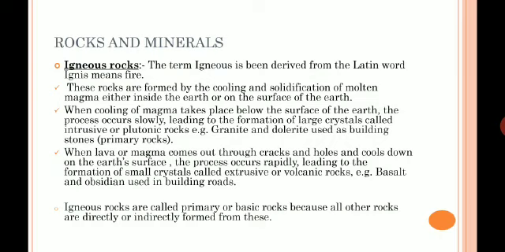When lava or magma comes out through cracks and holes and cools down on the earth's surface at a faster rate, small crystals are formed which are known as extrusive or volcanic rocks. Basalt and obsidian are of this kind, which is used for building the roads. Igneous rocks are also called primary rocks because directly or indirectly other rocks are formed on the basis of this rock.